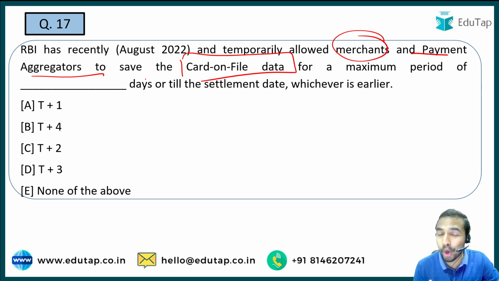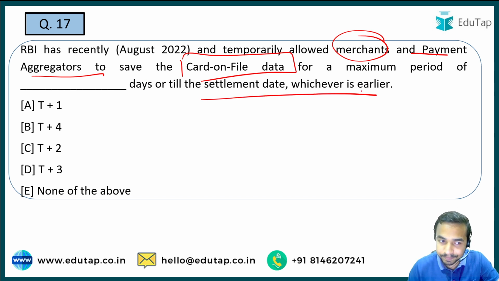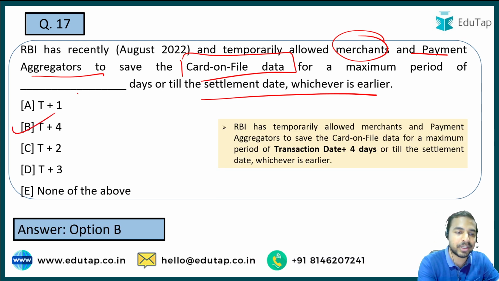That is what the question is asking. You are required to tell me in the comment section: for how long, or till the settlement date, whichever is earlier. So guys, here it is T+1, T+4, T+2, T+3, or none of the above. And here, guys, the right answer to the question is T+4.